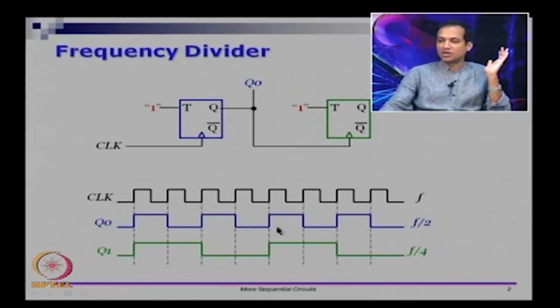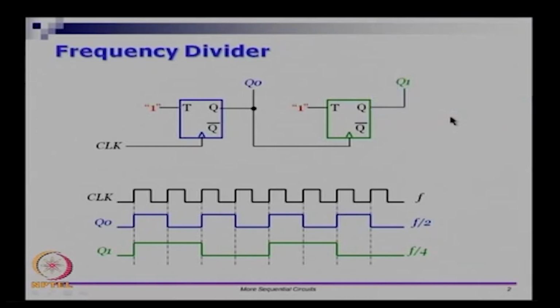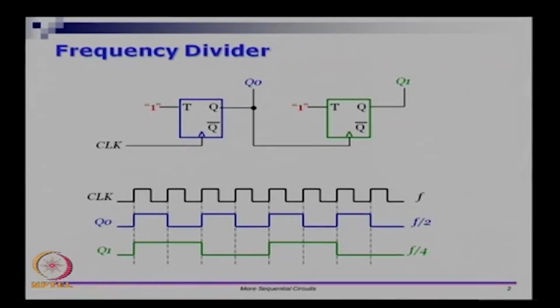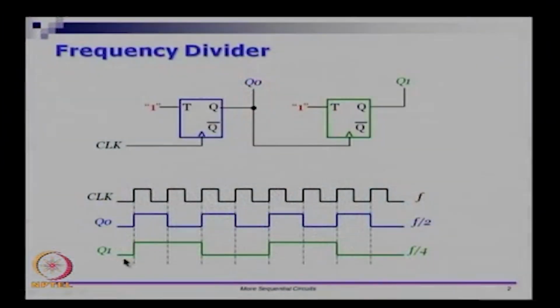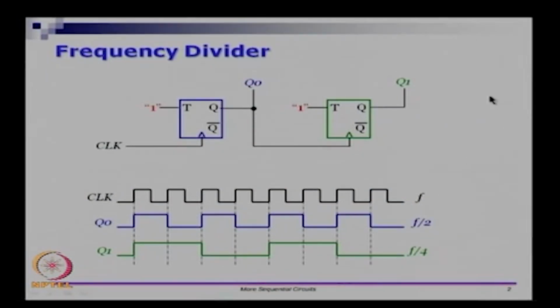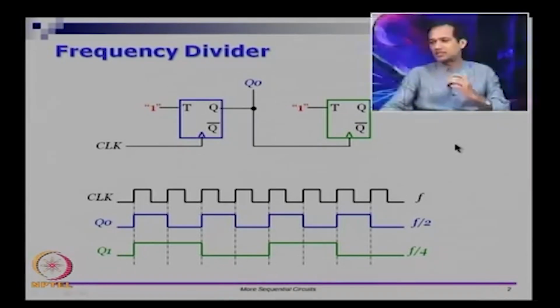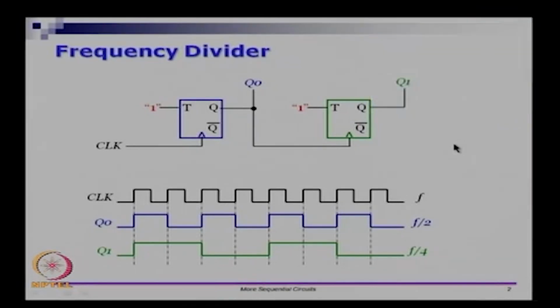So, you can take Q0 and give it to another design which has to run at half the frequency, or you can take Q1 and give it to a design which has to run at 1/4 the frequency and so on. With this kind of a setup, you can design circuits which can run at f by 2 power n frequency. The frequency f itself does not matter, what you get from Q0 and Q1 is half the frequency, 1/4 the frequency and so on. You attach more and more flip flops like this, you will get 1/8, 1/16 and so on. So, it is a fairly simple circuit, but a very interesting circuit.